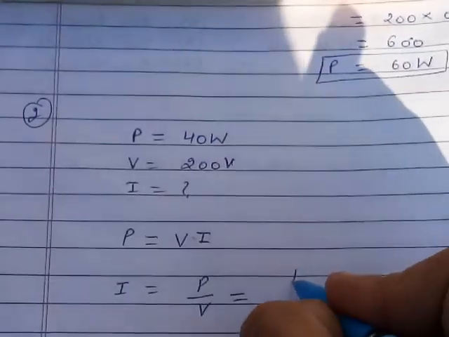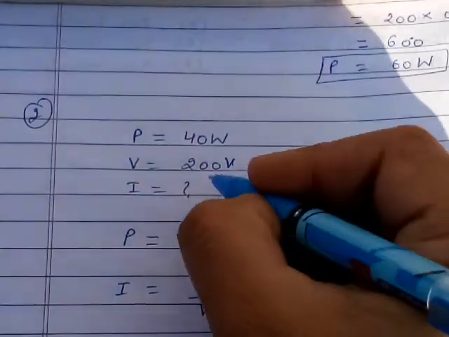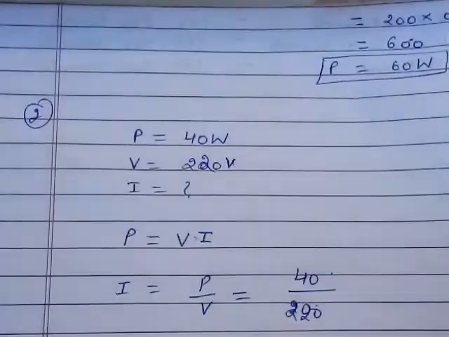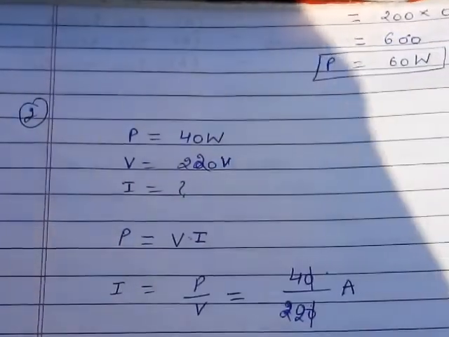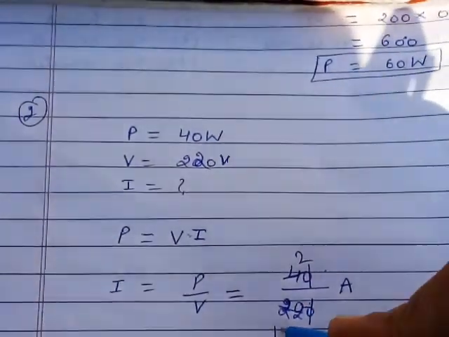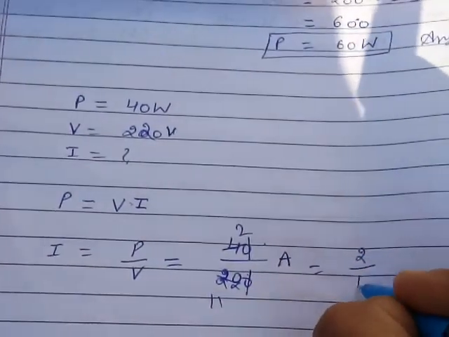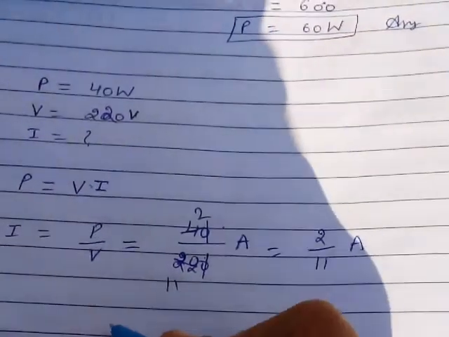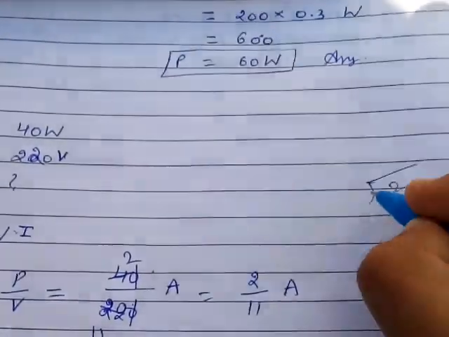So the value of P is 40 watt upon 220 volt. Okay, and now the unit of current is ampere. 0 cancels with 0. We can cut it with the table of 2: 2 fours are 8, 2 elevens are 22. Now the answer is 2 upon 11 ampere. Now let's find it in decimal form. Divide 2 by 11.